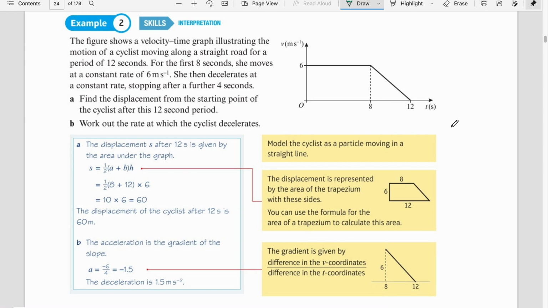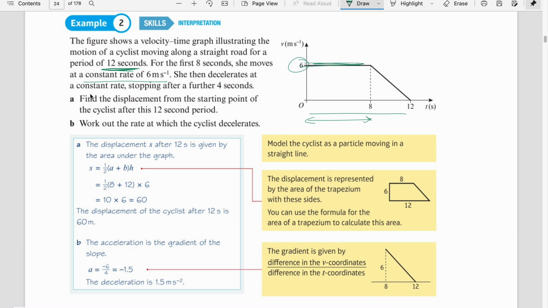Example question. The figure shows a velocity time graph illustrating the motion of a cyclist moving along a straight road for 12 seconds. So this is complete in 12 seconds. For the first 8 seconds, she moves at a constant rate of 6.